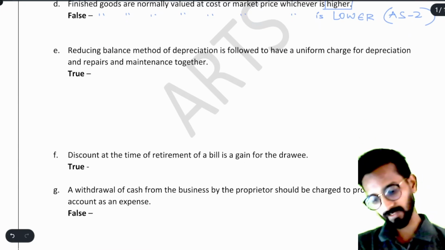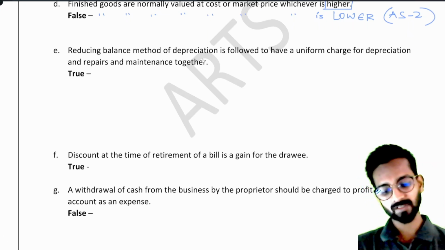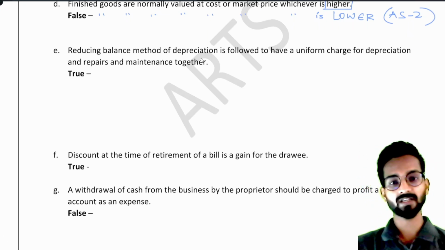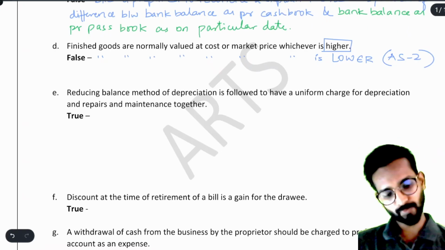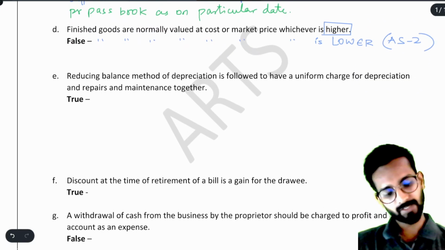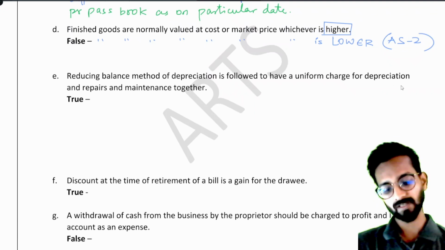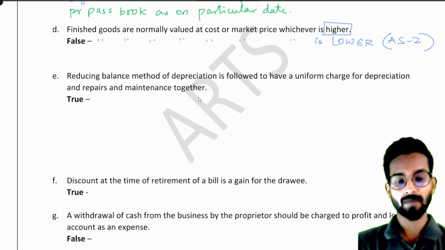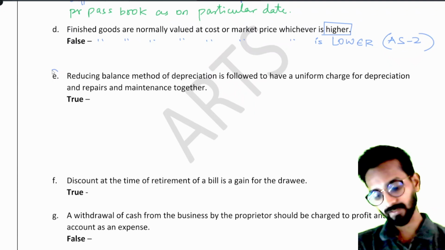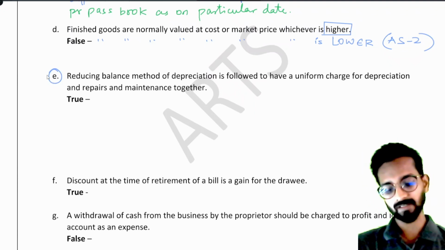Now point number E we have here is reducing balance method of depreciation. See, reducing balance method, you can say written down value method, they can also say diminishing value method, everything is same only. Going to point number E, reducing balance method of depreciation is followed to have a uniform charge for depreciation and repairs and maintenance together. See, mark it, very important, please understand.